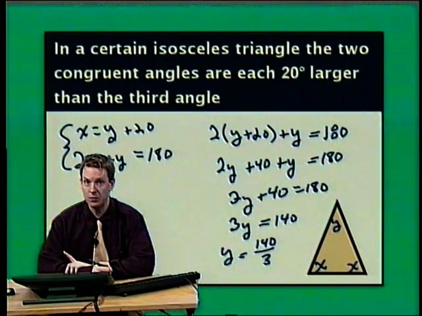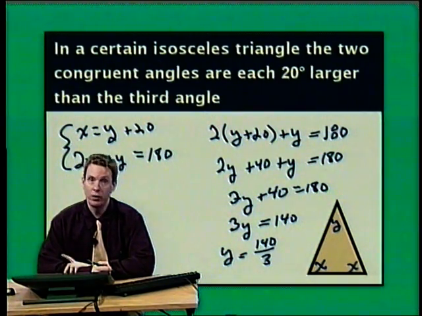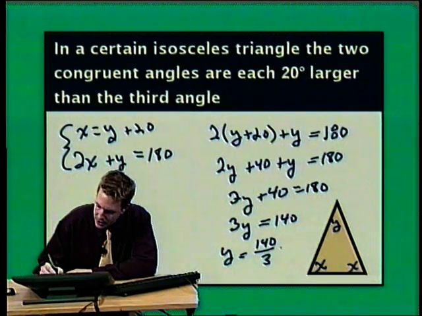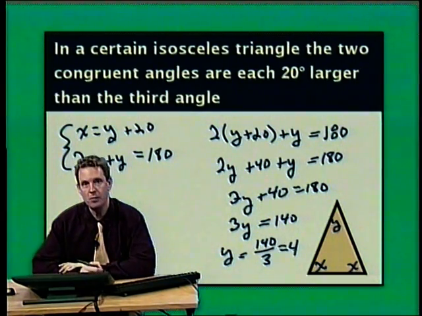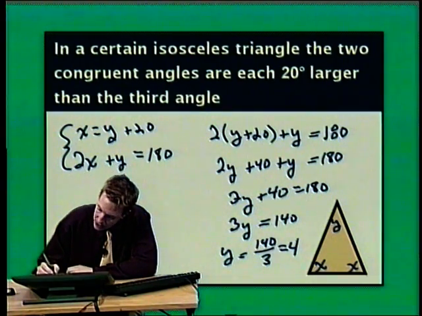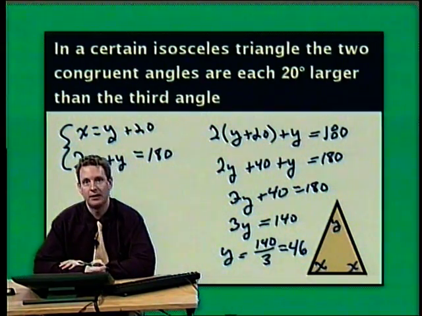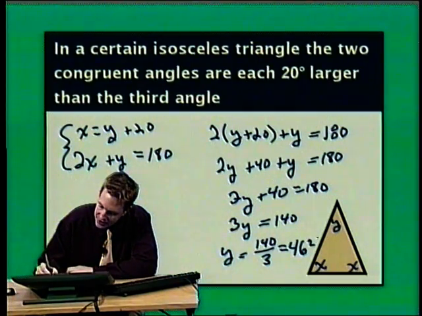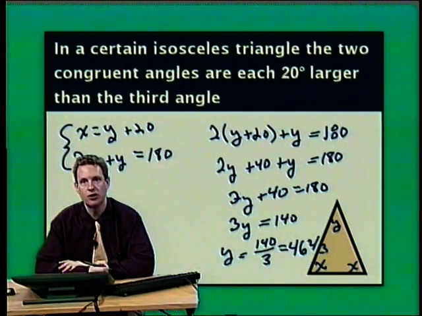How many times does 3 go into 140? Well, 3 goes into 14 4 times, leaving 2 behind. So now how many times does 3 go into 20? 3 goes into 20 6 times, leaving 2 behind. So the fractional part of our mixed number must be 2/3.